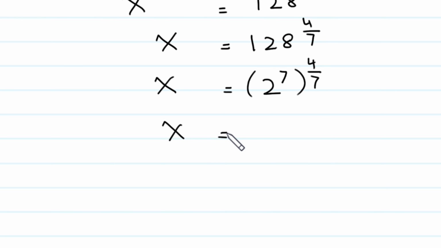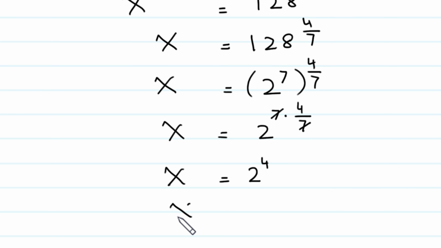x is equal to, again here we multiply the power inside the bracket to the power outside the bracket. 2 to the power 7 times 4 over 7. x is equal to, this 7 is cancelled with this 7, and here comes 2 to the power 4. x is equal to 2 to the power 4 is 16. So the value of x is 16.